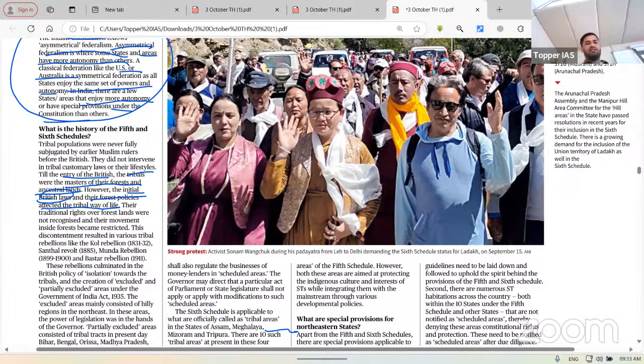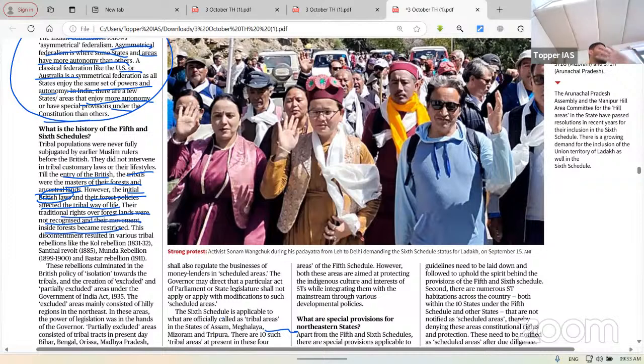Understanding this? So their traditional rights over forest lands were not recognized, and their movement inside forest became restricted. As soon as the British came, they introduced some laws which restricted the rights of tribal peoples over their own lands and their movement in their own territories. In the forests where they used to move around earlier, where they had land rights, after the arrival of the British, their movement and their rights were restricted.